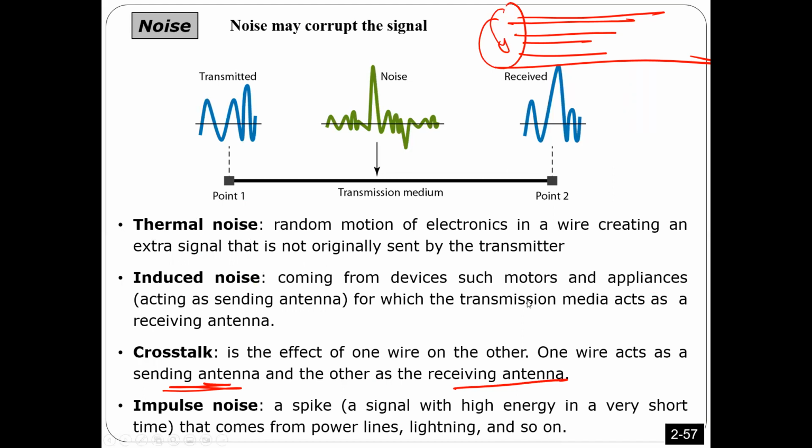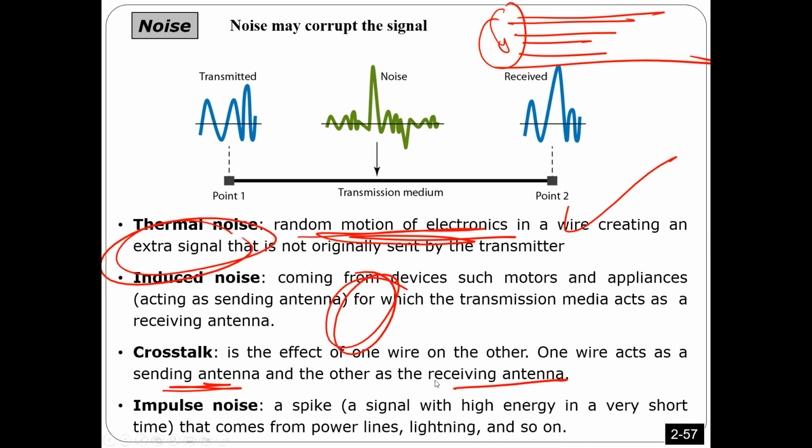The other thing we call thermal noise. This thermal noise is related to the nature of the material. It's actually due to the random motion of electrons in the wire. For some reason, the electrons have some random motion, and this can also create an extra signal. So this is different from what we have here.